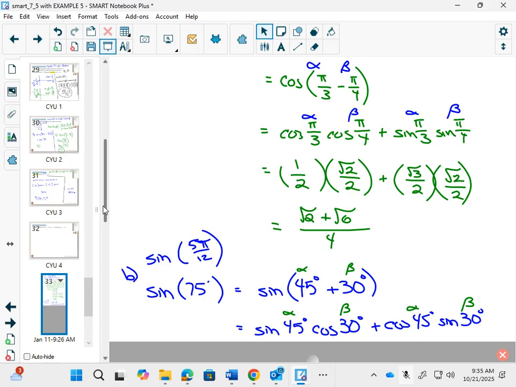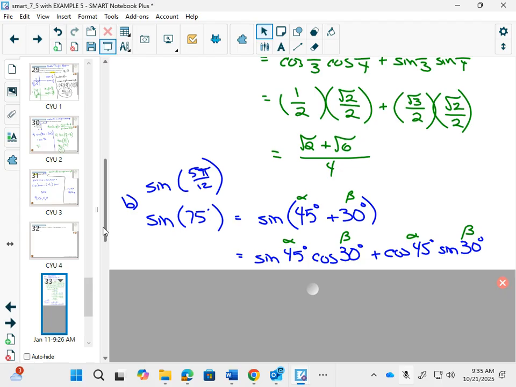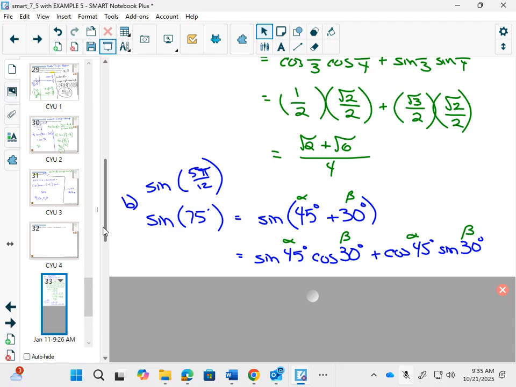All of those are on your unit circle. And you can just plug in the values. Sine of 45, root 2 over 2. Cos of 30, root 3 over 2. Cos of 45, root 2 over 2. Sine of 30, 1/2.